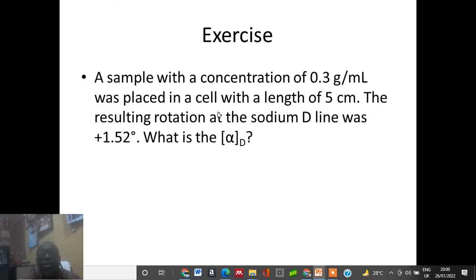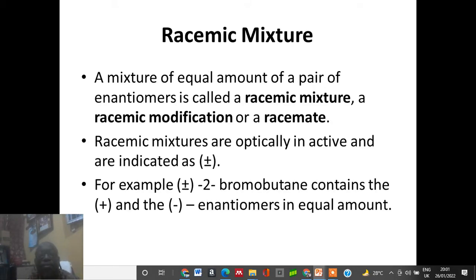You can have this question as an exercise to practice. A sample with a concentration of 0.3 gram per mL was placed in a cell with a length of 5 centimeters. The resulting rotation at the sodium D line was plus 1.52. What is the specific rotation of the sample? I will leave this question for you to practice.